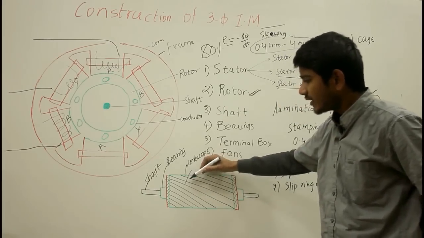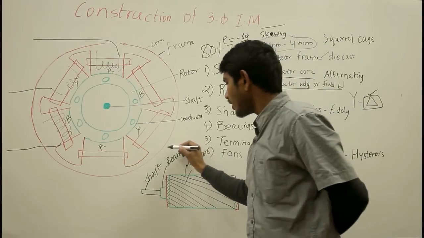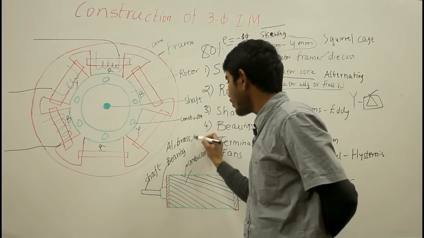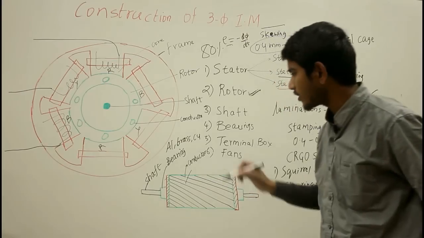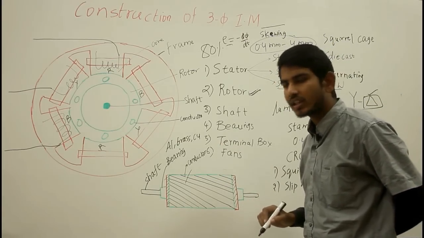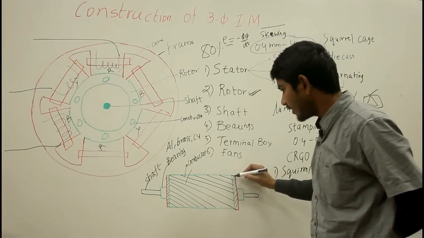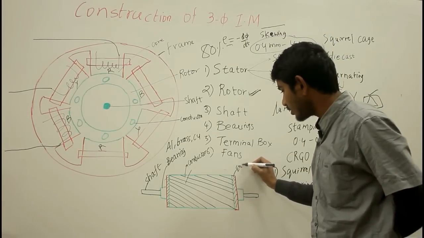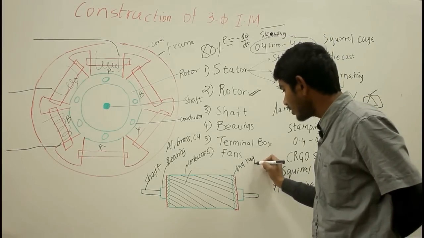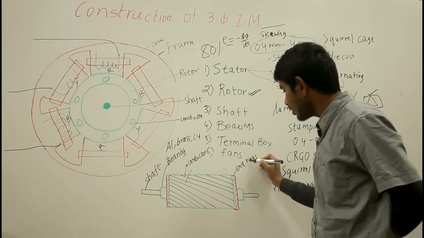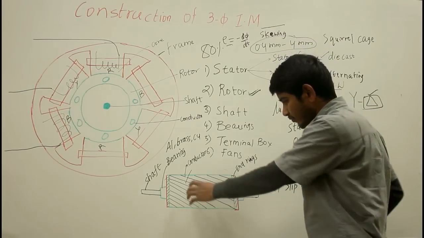Now the conductors employed here can be aluminium, brass or copper. These conductors are called rotor conductors, and these rotor conductors are shorted at the end with the help of end rings. So these are your end rings. The end rings can be copper or aluminium rings.